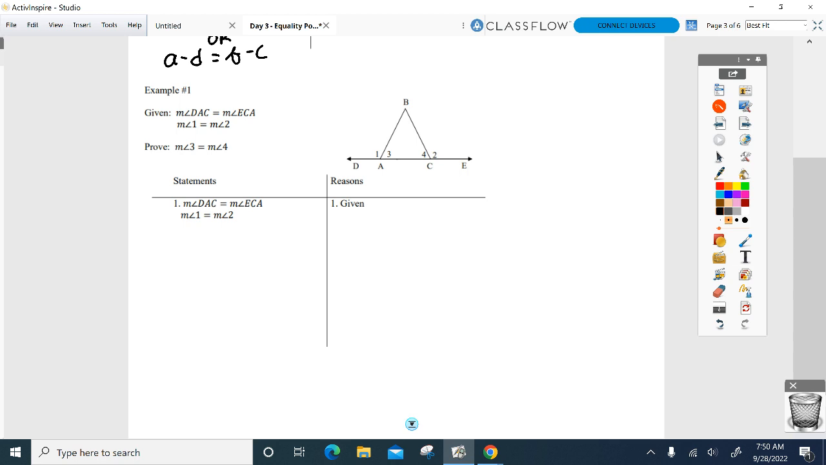Everyone see DAC? What did we call that angle? Straight angle in unit 1. What's it measure? 180. Good. And it's equal to ECA. Look at ECA. That's also a straight angle. So it makes sense that we set them equal to each other. It's kind of hard to mark that. And we also know angle 1 is congruent to angle 2. We can mark that.